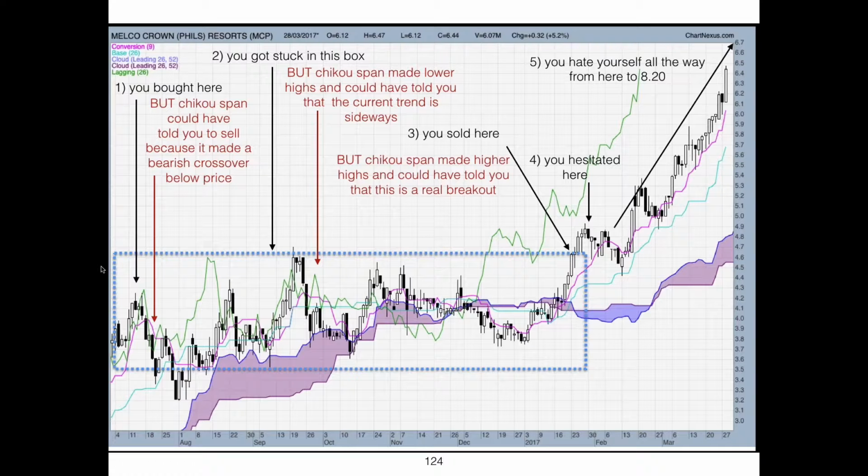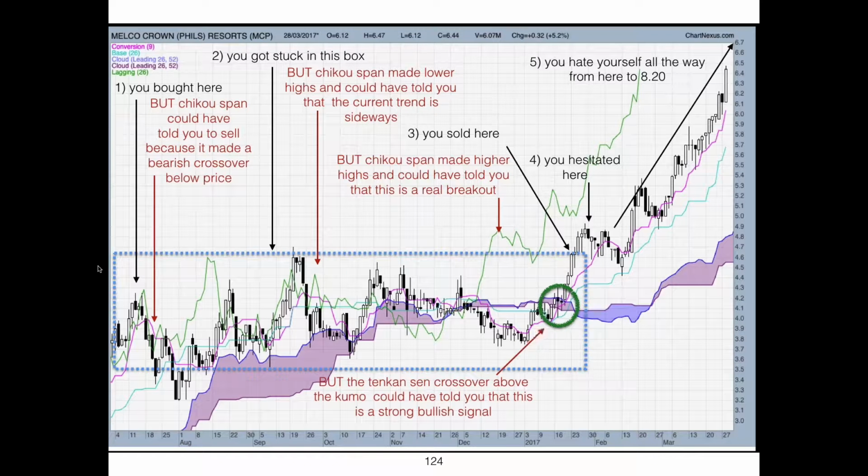Now in number 3, you sold here, but the Chikou span made higher highs and could have told you that this is a real breakout. Now you hesitated here, but the Tenkan-sen crossover above the Kumo could have told you that this is a strong bullish signal.